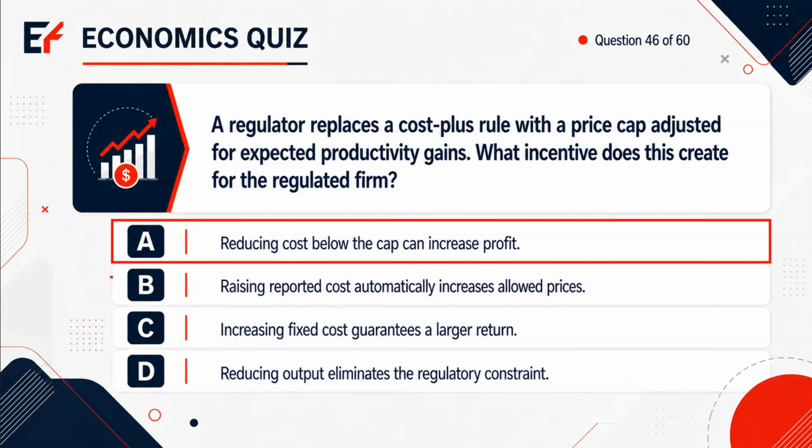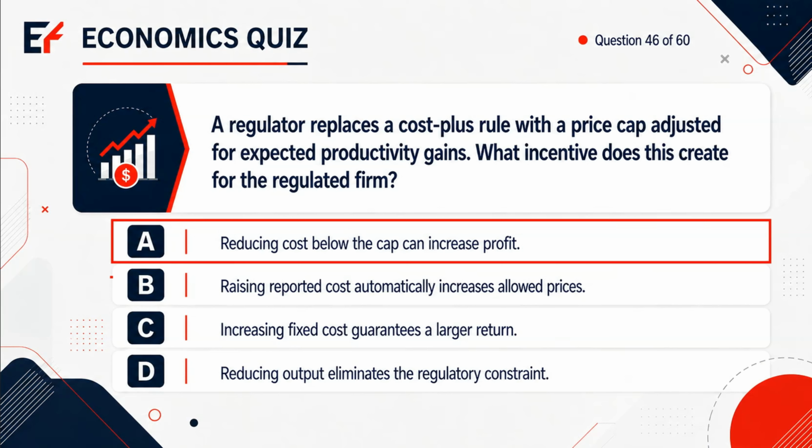Under price cap regulation, the regulator sets a maximum price that the firm can charge, often adjusted over time for expected productivity improvements. If the firm reduces its costs while staying within that cap, it can keep part or all of the efficiency gain as higher profit. Therefore, price cap regulation encourages stronger cost control than a cost-plus rule.